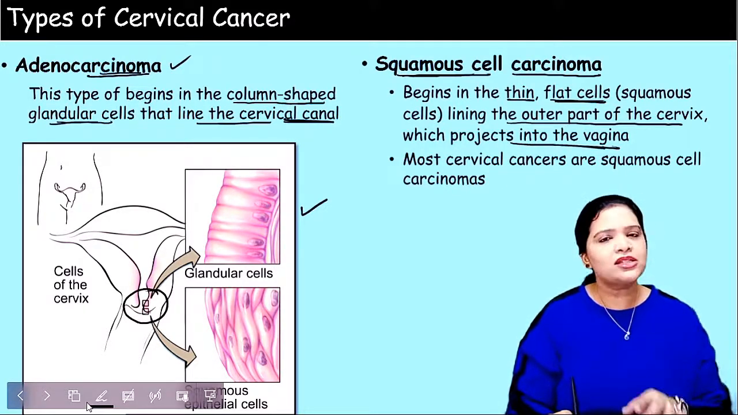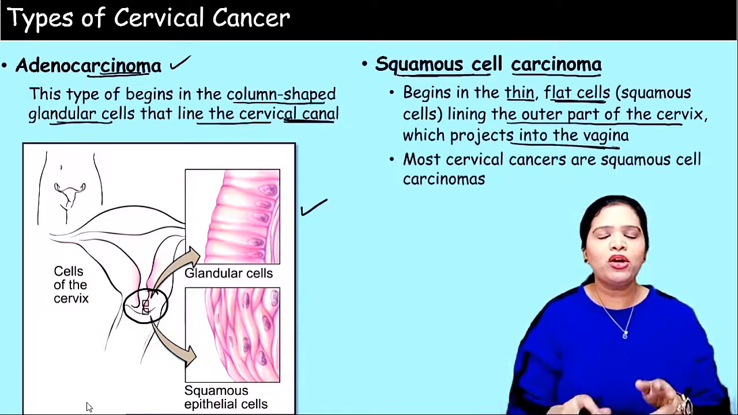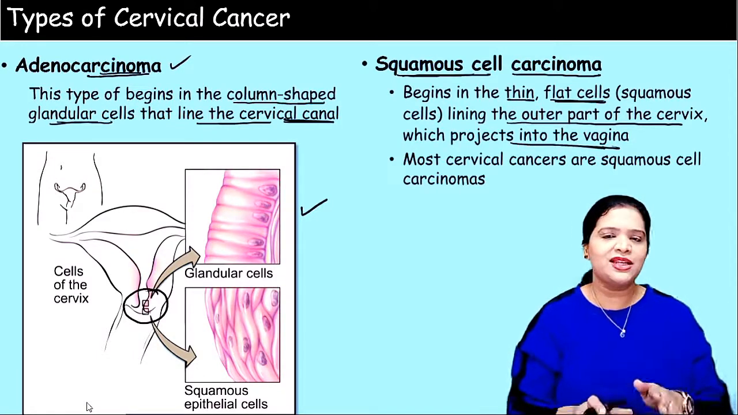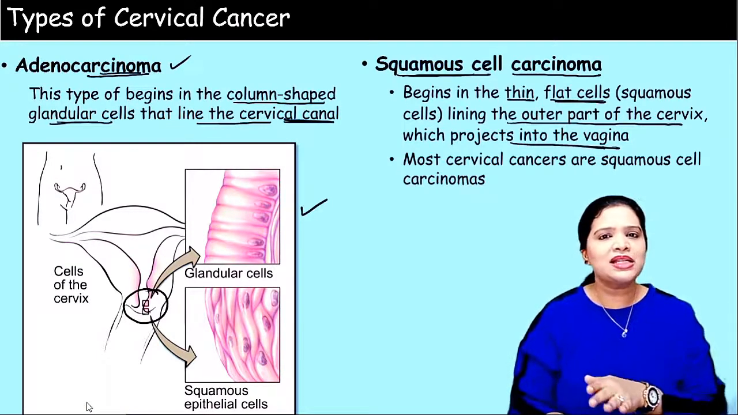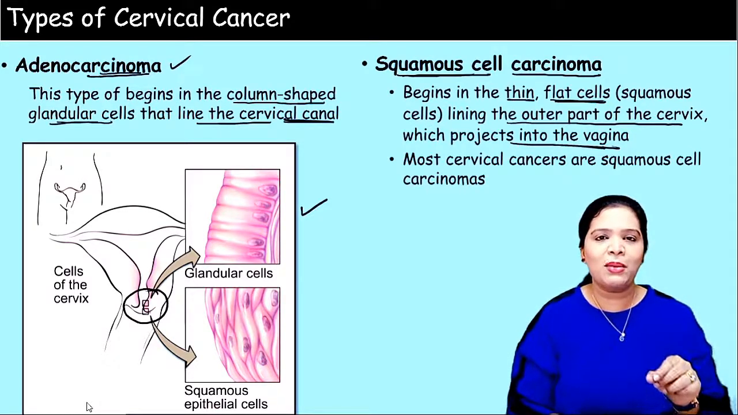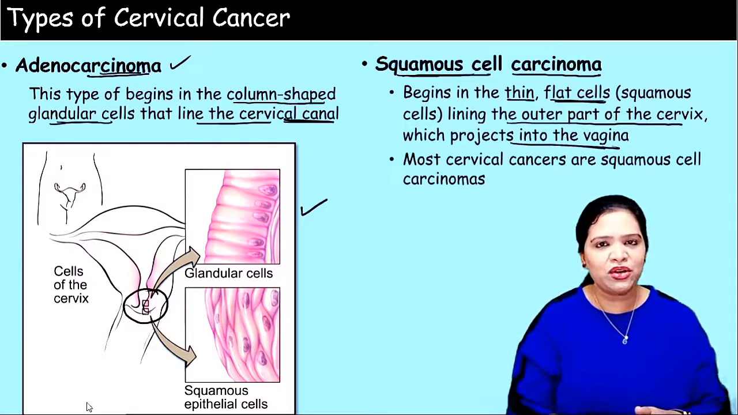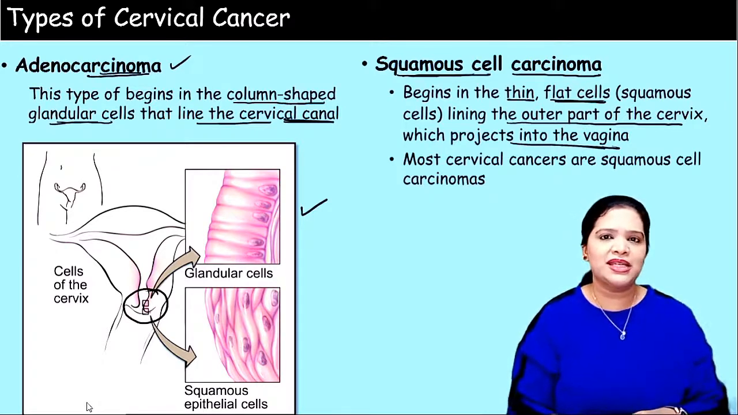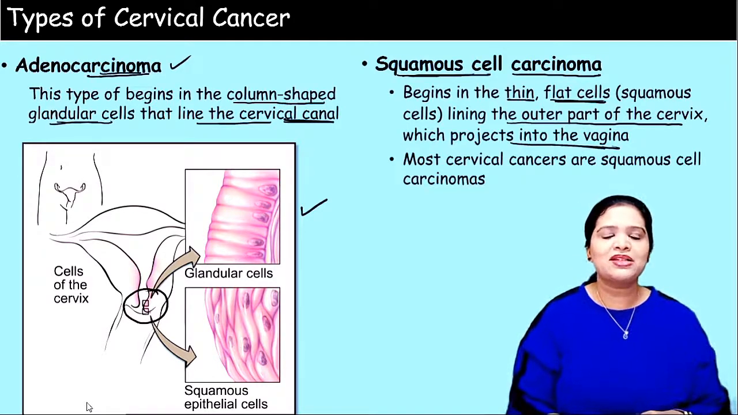So cervical cancers are of two types depending upon which cells of the cervix region get affected. Squamous cell carcinoma means the cells of the squamous region, the squamous cells. They are the outermost lining of the cervix. If they get affected by this cancer, it is called squamous cell carcinoma.